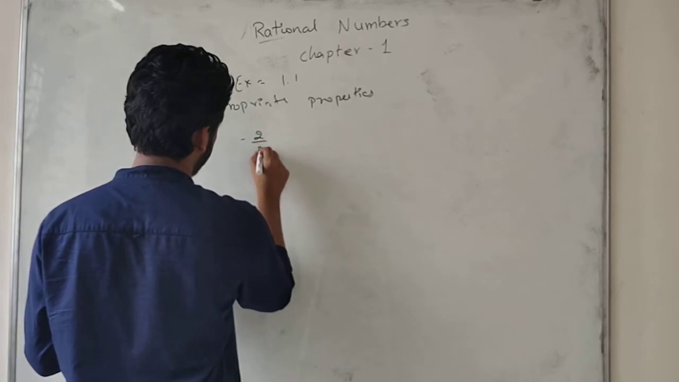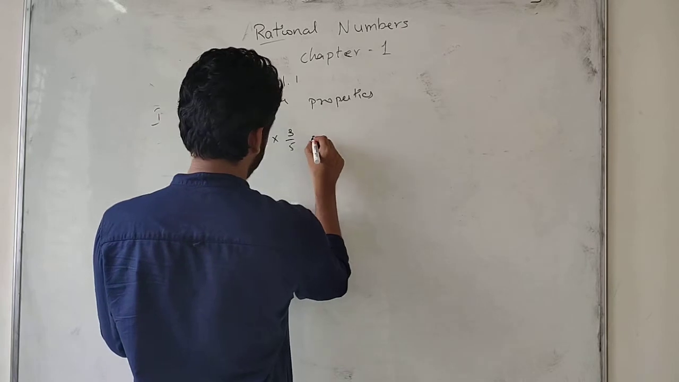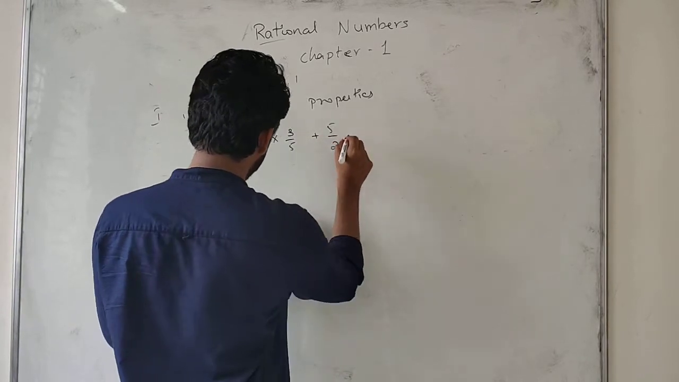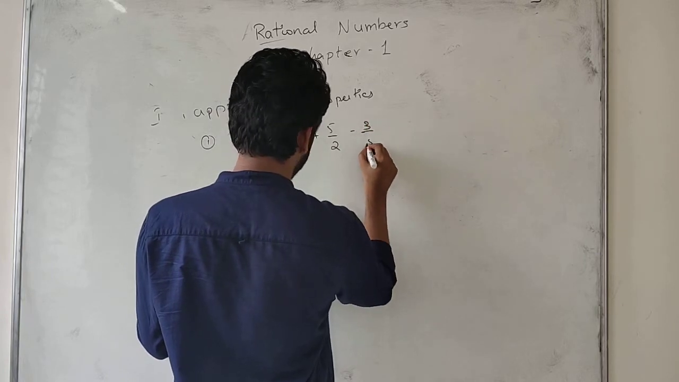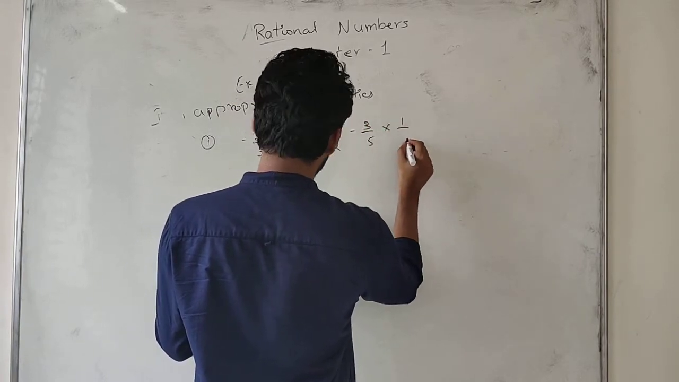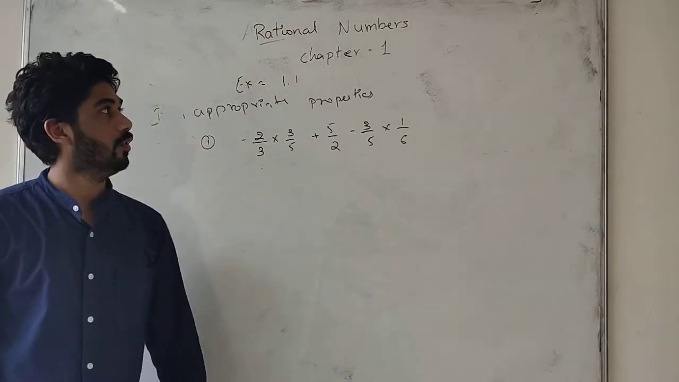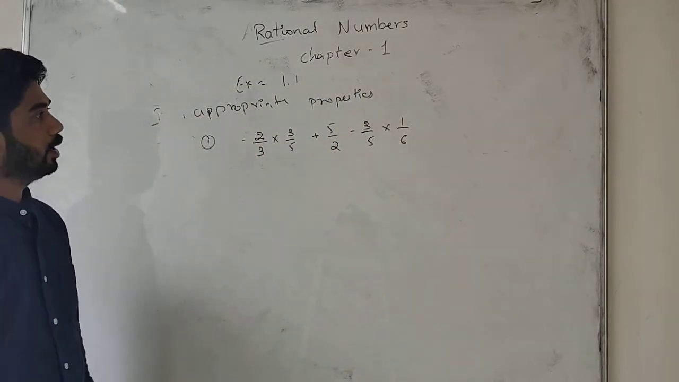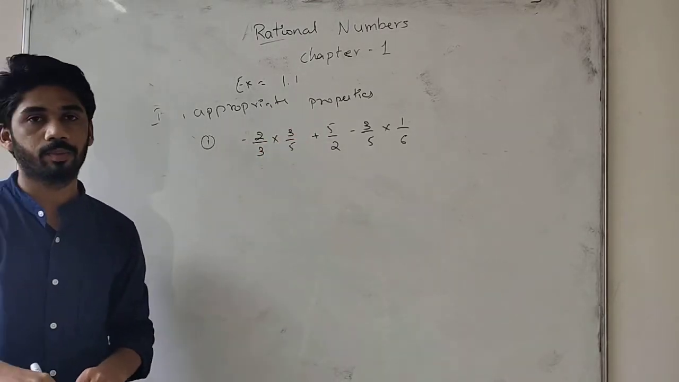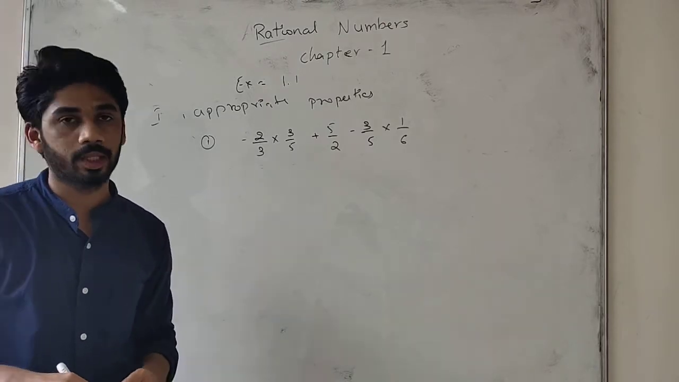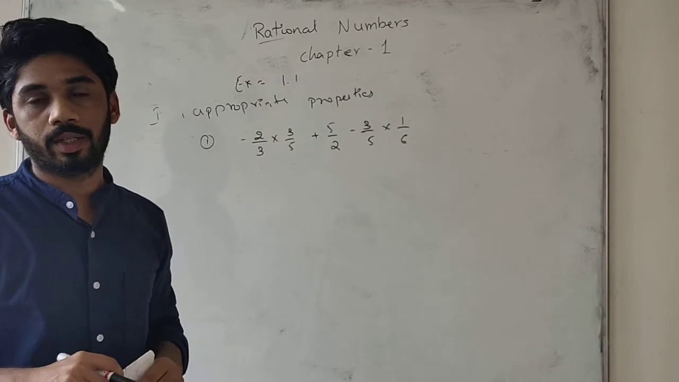The first question is minus 2 by 3 into 3 by 5 plus 5 by 2 minus 3 by 5 into 1 by 6. So friends, this is the first question. We have to solve it using appropriate properties. We have the distributive property, commutative property, and closure property. On the basis of those properties, we have to solve it.